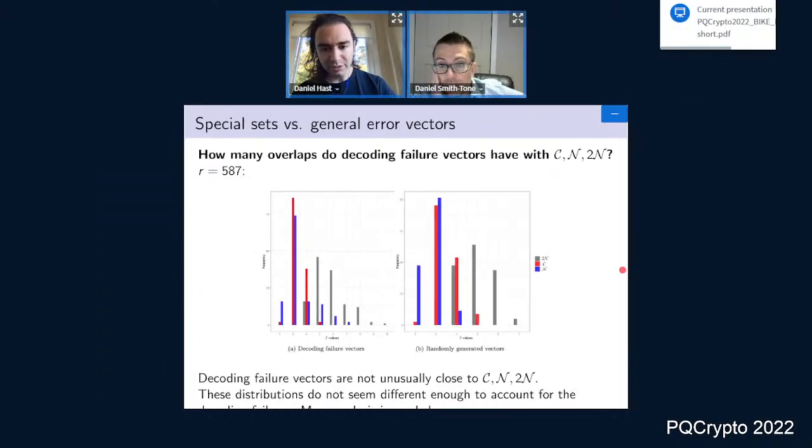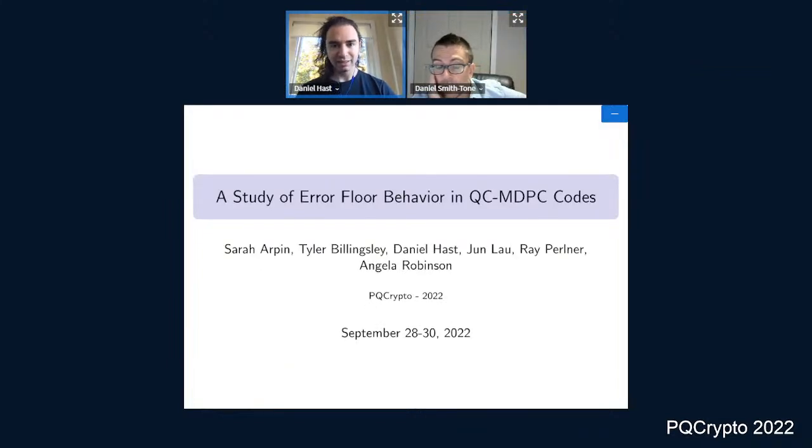Okay, so whoops, we are at a later slide there. Let me go back to the beginning. Okay, so here we go. So Daniel Hast and Sarah Arpin will be presenting our last presentation for the day, a study of error floor behavior in QC-MDPC codes.